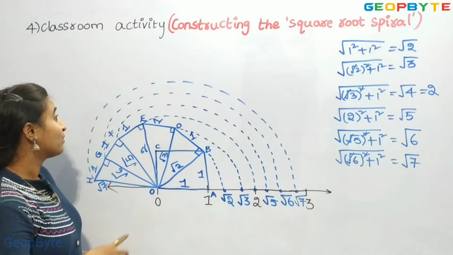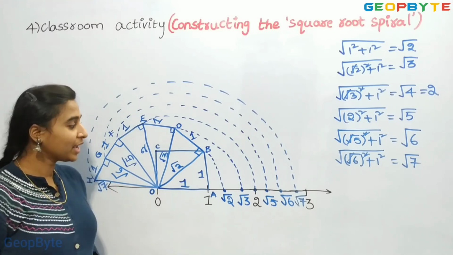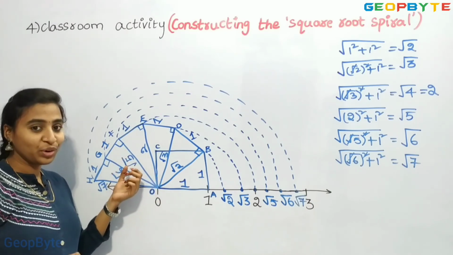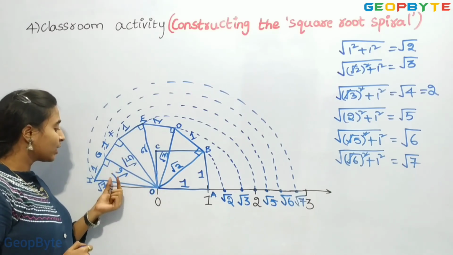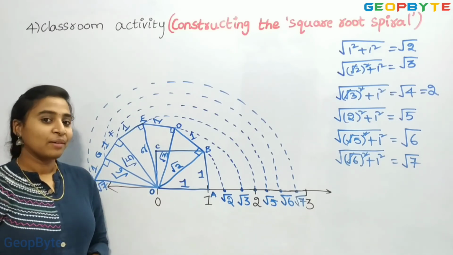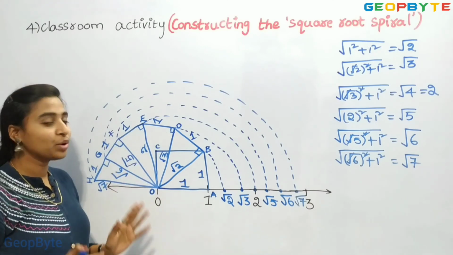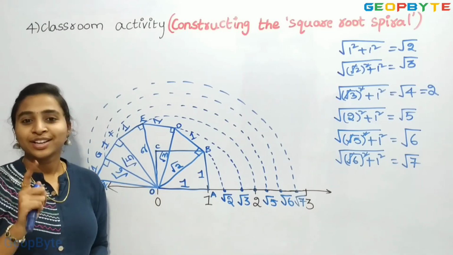So, see, we have constructed a square root spiral for root 2, root 3, root 4, which is nothing but 2, root 5, root 6, root 7. We can keep on constructing. But I have shown you a method of how to construct the square root spiral.